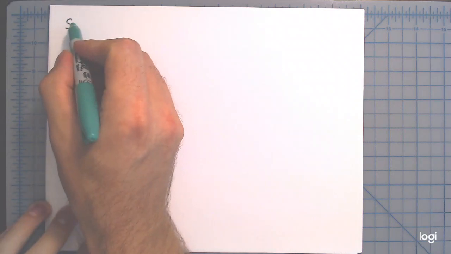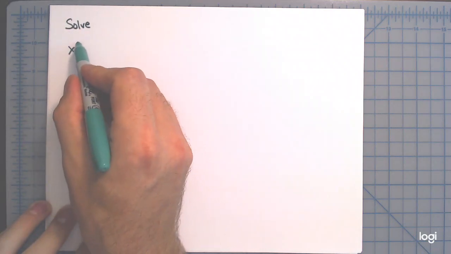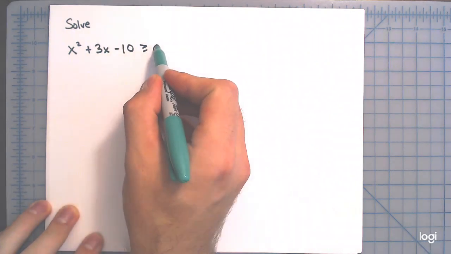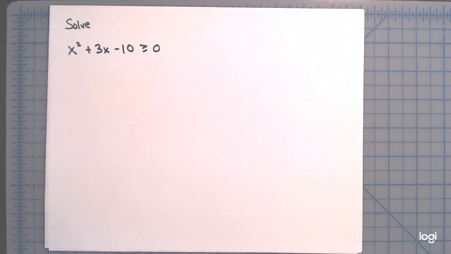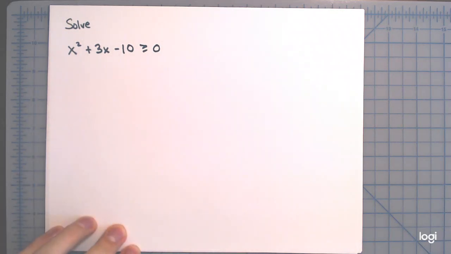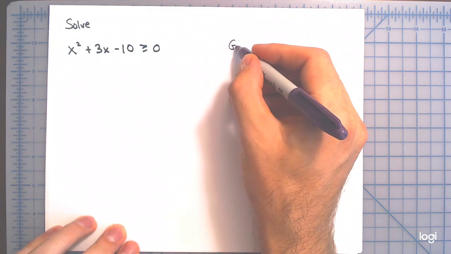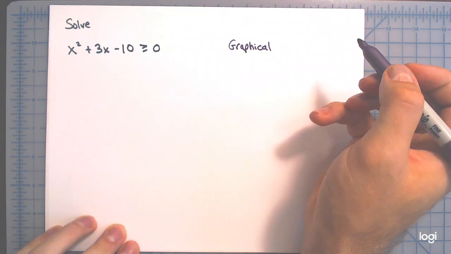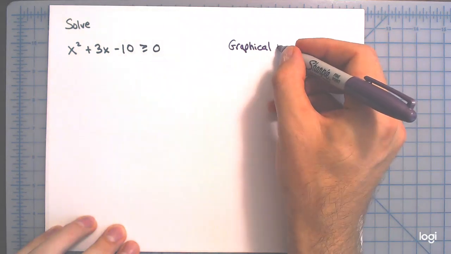So we have the same inequality. Again, I'm asked to solve x squared plus 3x minus 10 is greater than or equal to 0. But this time I'm going to do it with what's called the graphical method, with a graph of a quadratic function, a parabola. We're going to use a parabola to help us out. After I'm done showing you this, you can use whichever method you please, whichever you found easier to look at, because they both give you the same result.